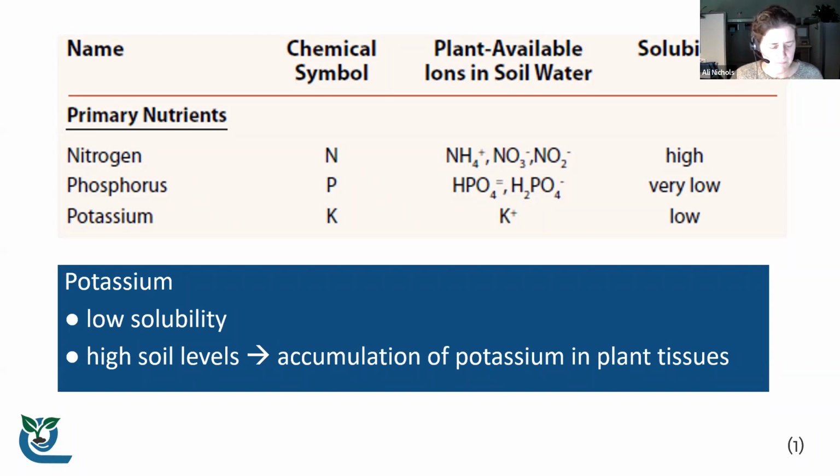The one real management consideration when thinking about avoiding getting too much potassium in your soil is that plants respond to high soil levels by accumulating potassium in their plant tissues, which can be a problem, especially if you're growing a forage plant, because that can become detrimental to the health of animals consuming that forage.